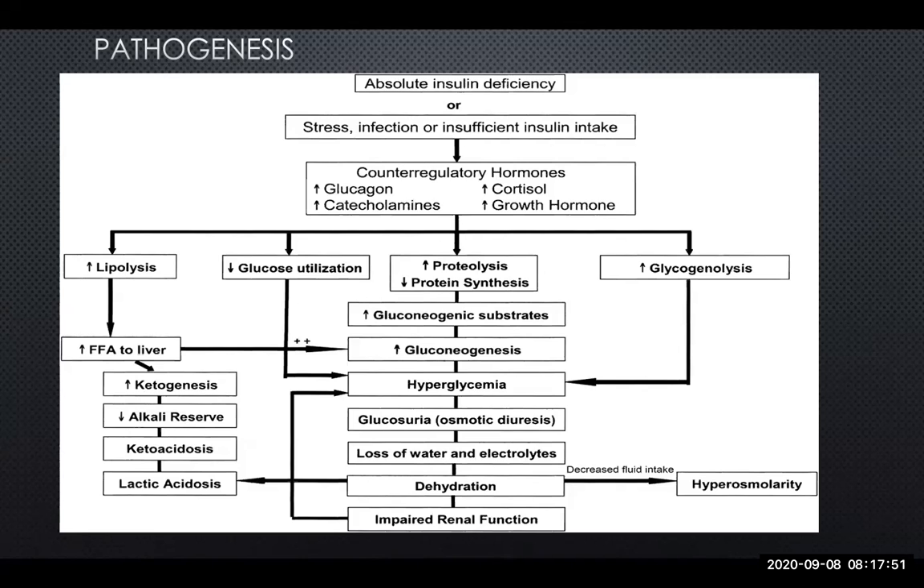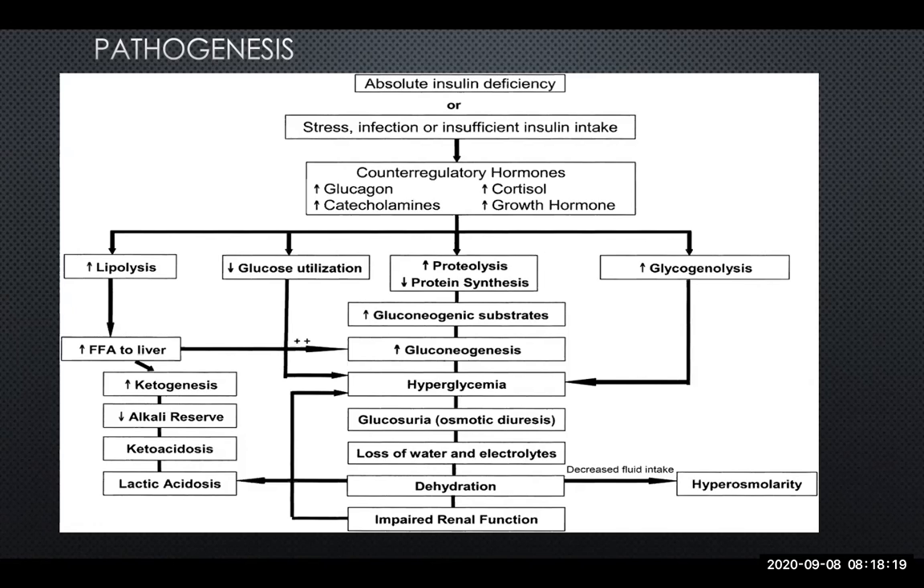But the other way, the proteolysis. We are going to stop the protein synthesis and start to break down the protein. This is going to create more substrate for the gluconeogenesis, and we are going to have more hyperglycemia. We are going to increase the glycogenolysis. So all this is just to cause the increase of the glucose in the blood. We are going to have more hyperglycemia.